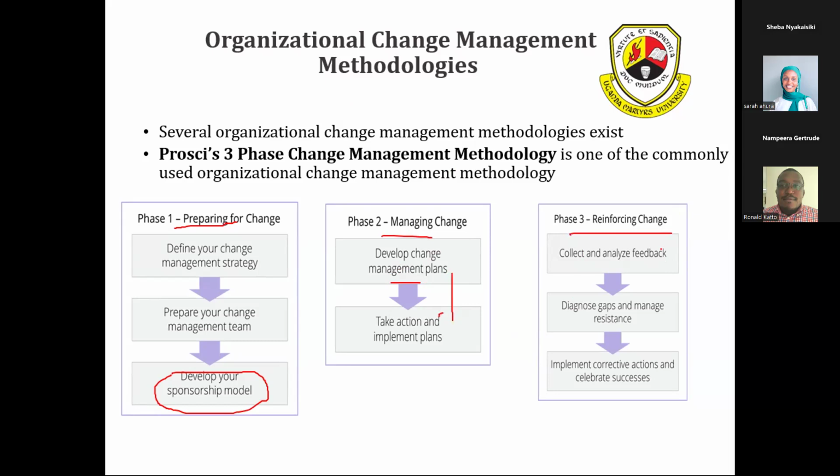The third phase is where, after the changes, you collect and analyze feedback. Where are the gaps? How do people feel about this? Where is the resistance? Where is the doubt? And then begin to respond to that feedback, especially where the gaps are, where there is doubt and where there is resistance. Then at this point, take the corrective actions needed, addressing any doubts. If there is something genuinely that needs to be corrected, it's corrected, and then celebrate the successes that have been achieved.